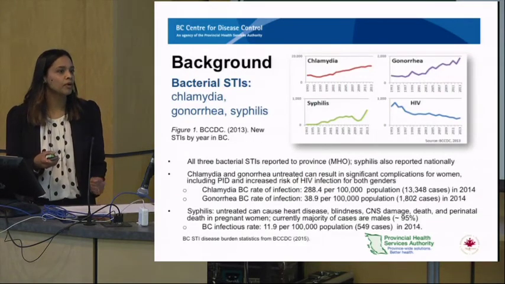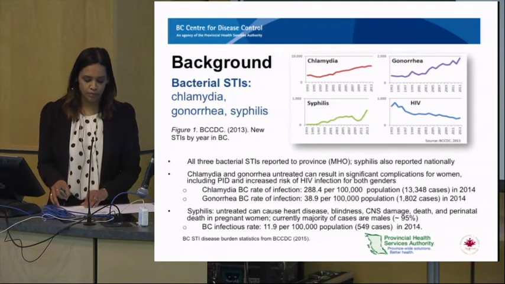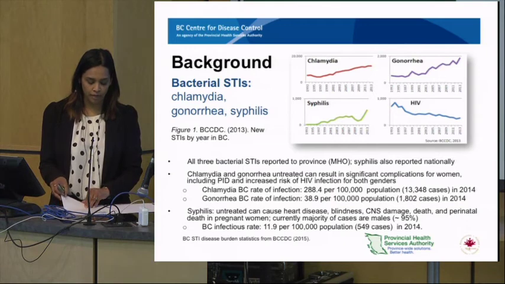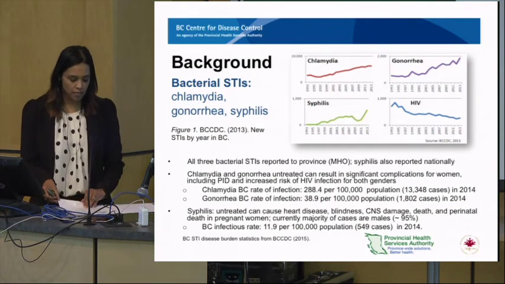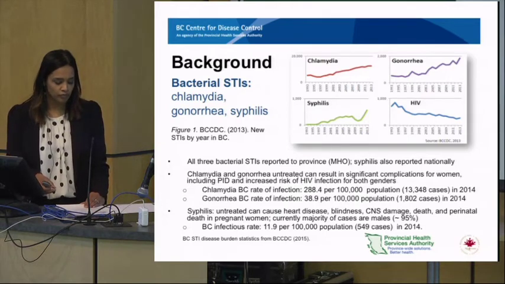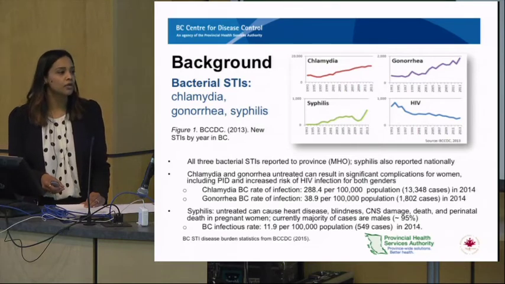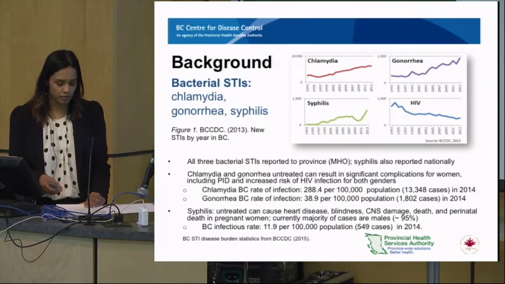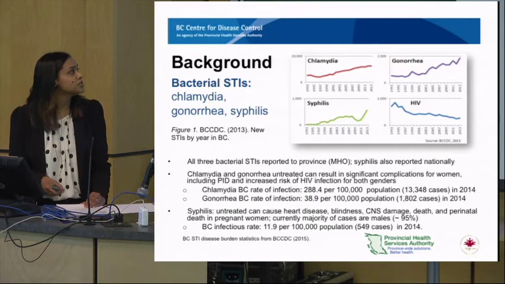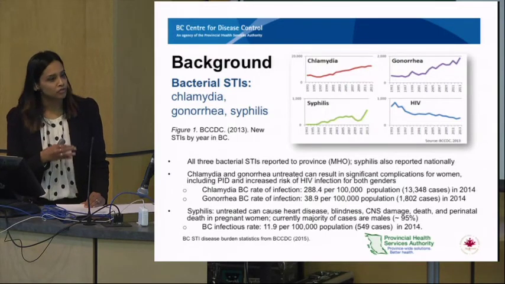So a little bit of background on bacterial STIs. STIs represent a significant burden on public health and are associated with significant population morbidity. STIs are the most common reportable infectious disease in Canada, and there has been a steady increase in prevalence of STIs over the last 2 decades. As you can see in the graph, the bacterial infections, chlamydia, gonorrhea, and syphilis, have been steadily increasing, whereas HIV has been controlled and has decreased.